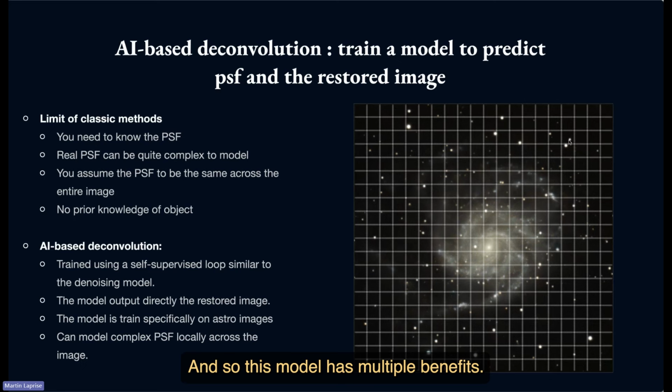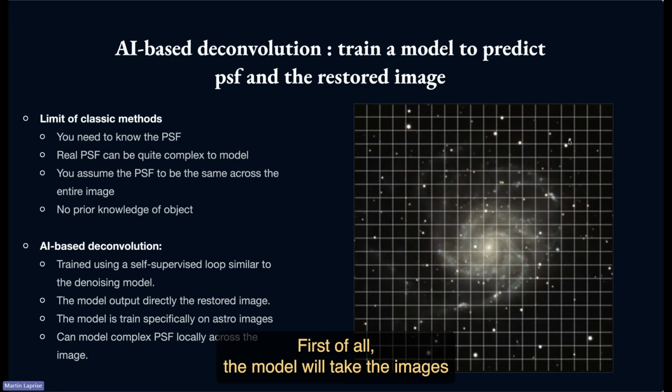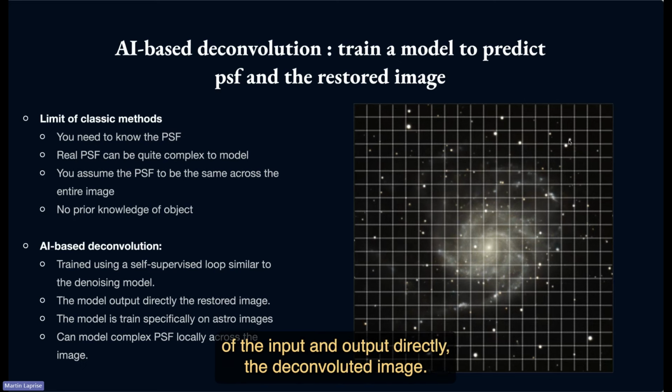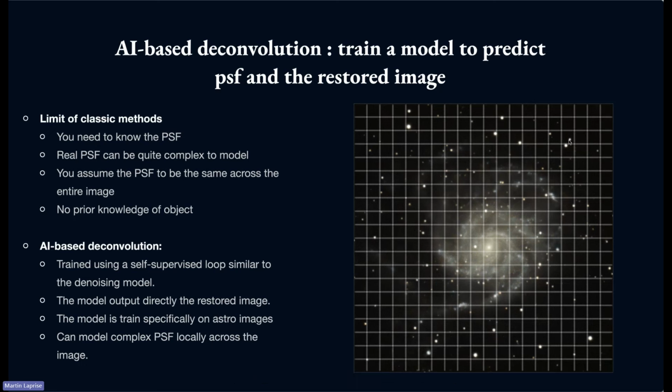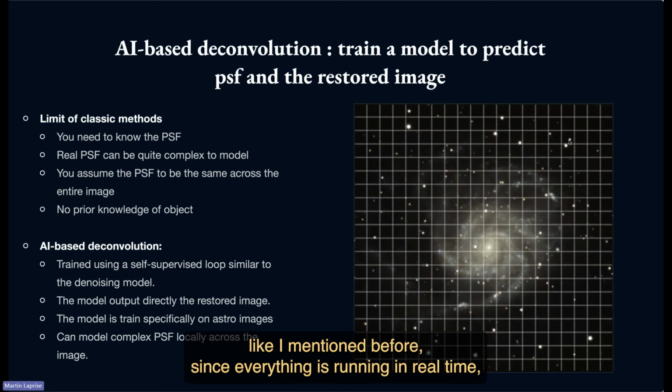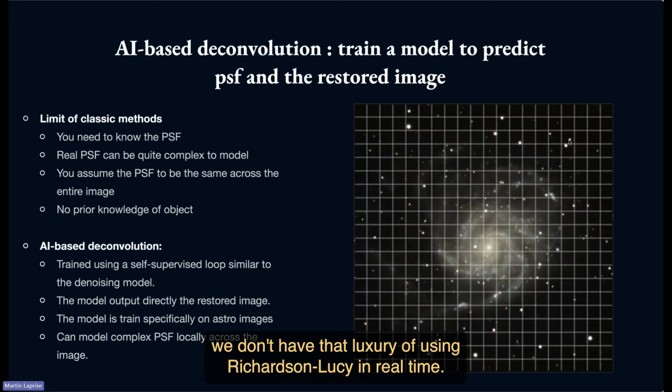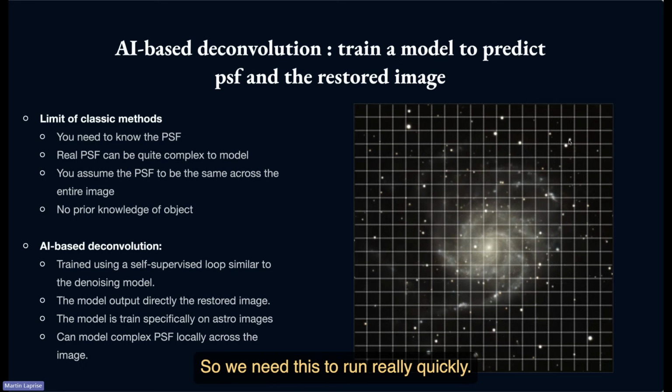This model has multiple benefits. First of all, the model will take the image at the input and directly output the deconvolved image. There are no multiple iterative steps. And in our case, as I mentioned before, since everything is running in real time, we don't have the luxury of using Richardson-Lucy in real time, for example. So we need this to run really quickly, and that model can do that.